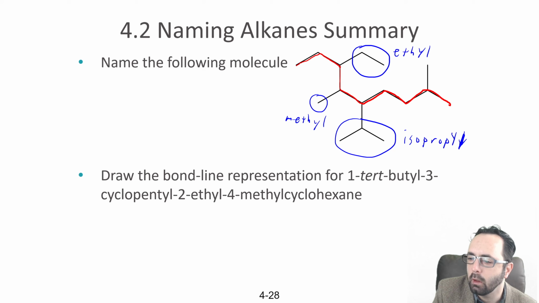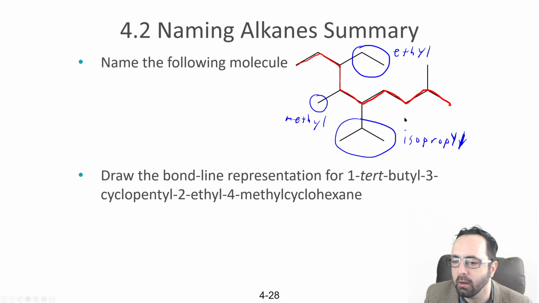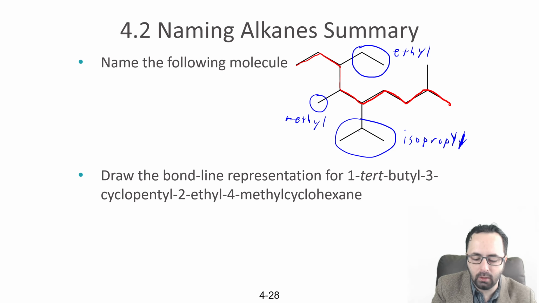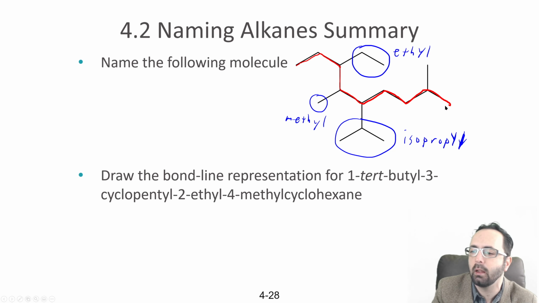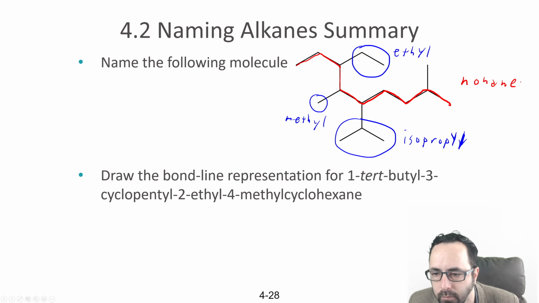Isopropyl. What isopropyl alcohol is, is isopropyl but attaches an OH instead. And then for the name, the chain contains 1, 2, 3, 4, 5, 6, 7, 8, 9. And so the main chain will be called non for 9, ane for only single bonds.